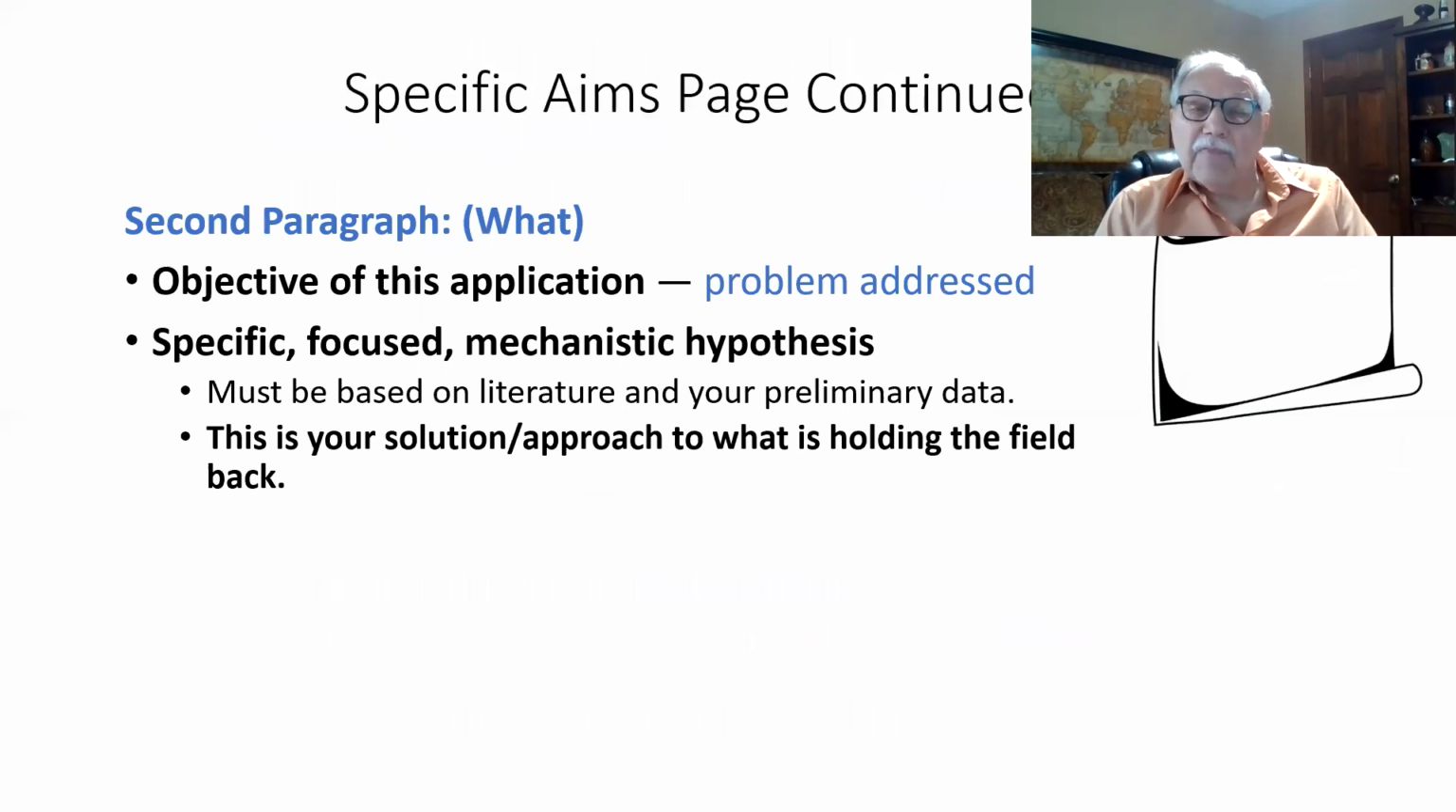Then the second paragraph, you start out by saying, well, the object of this application then is to address this major problem that the field has that you're going to try to solve to move the field forward. That follows then by your specific, focused, mechanistic hypothesis based on the literature and your preliminary data and your solution or approach to what's holding the field back. So hopefully you can see the logical flow that we're developing here.